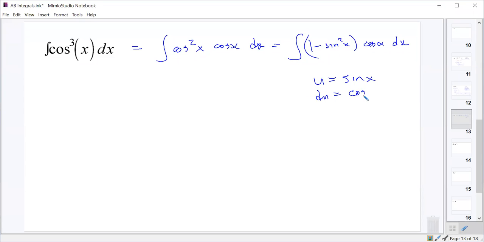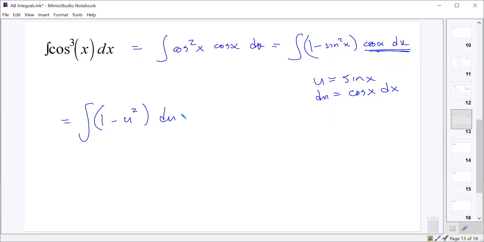Cosine x dx. And so what we want from our u substitution is something fairly simple that when I take its derivative, gives me another piece of it, which it does. It gives me another piece of what I'm trying to integrate. Right? And it turns everything else into terms of u that can easily be integrated. So this just becomes an integral of 1 minus u squared times du.